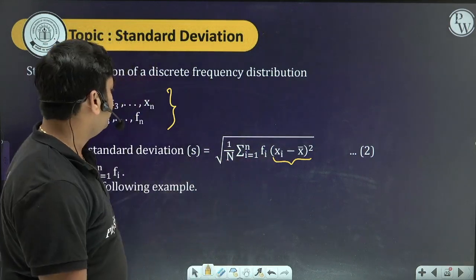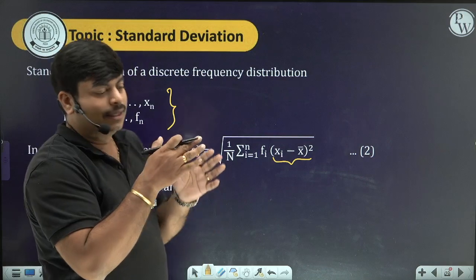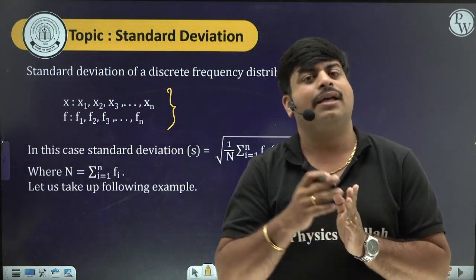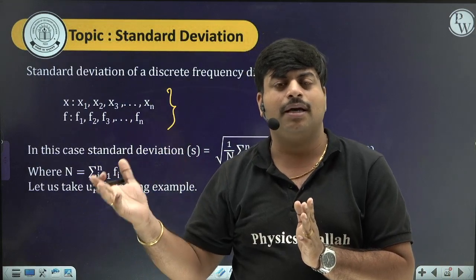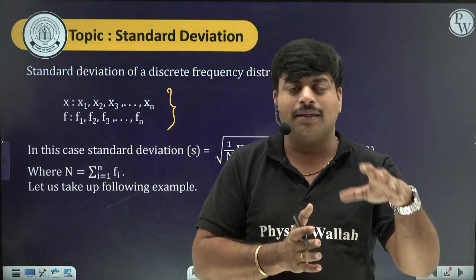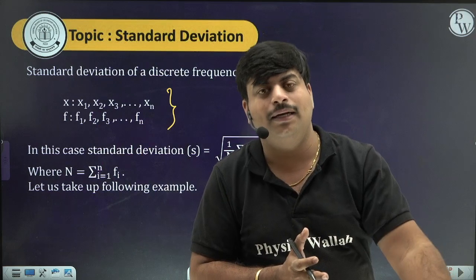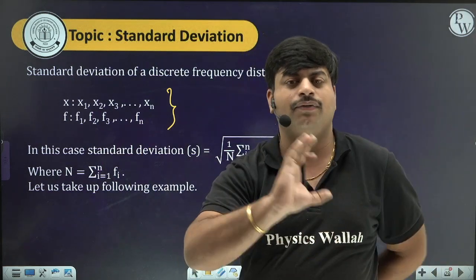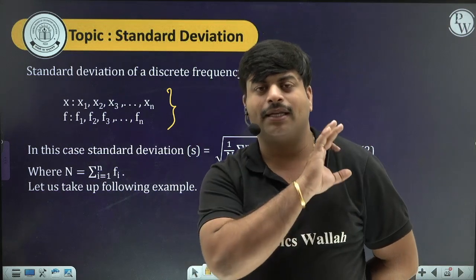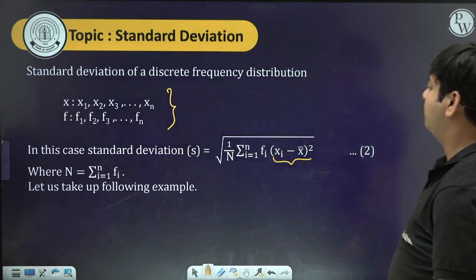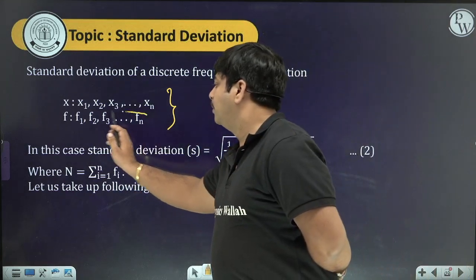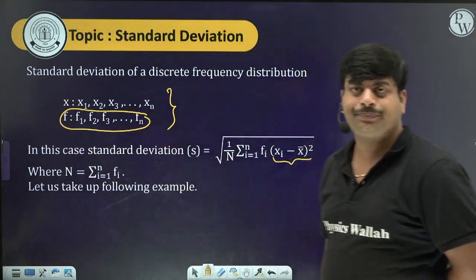Actually speaking, the discrete frequency distribution is the same as ungrouped data, but here the observations are repeated f number of times, the frequency number of times. We just keep that f, that's it. The remaining parts are all the same, and the total n will be nothing but the sum of all the frequencies.